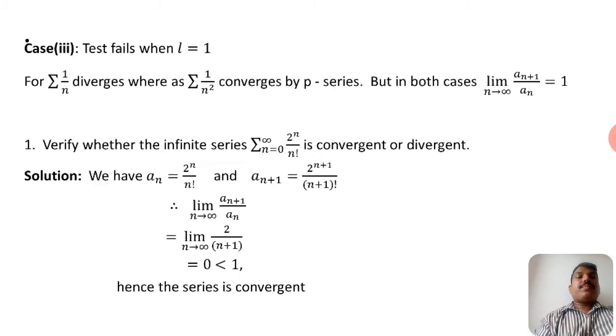Case 3. The test fails when L is equal to 1. The series sum of 1 by n diverges, whereas the series sum of 1 by n square converges by the p-series test, but in both cases the limit as n tends to infinity of (n+1) divided by n is equal to 1.